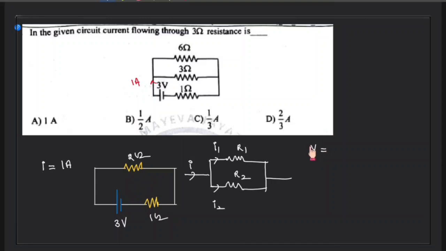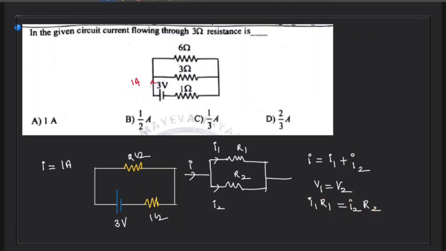Before that, let me say I is equal to I1 plus I2. This current divides like this. I is equal to I1 plus I2. Clear? Now let me write this. I is equal to I1 plus I2 here, and here the voltages are the same. V1 will be equal to V2 since both are parallel. So V1 can be written as I1 into R1, and V2 can be written as I2 into R2.